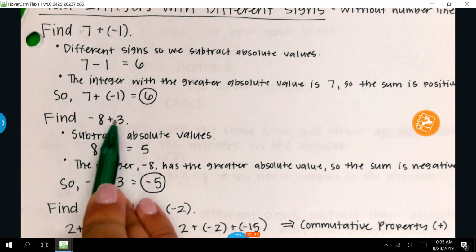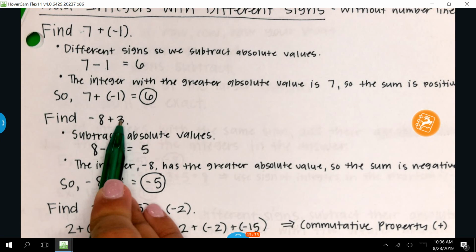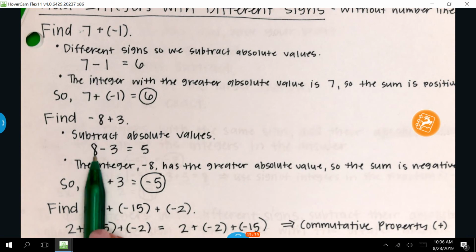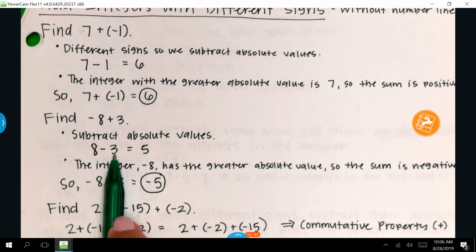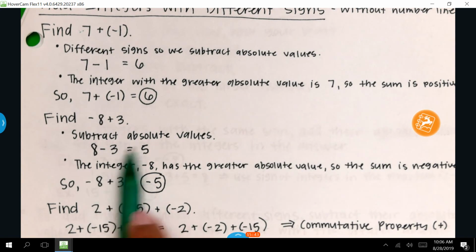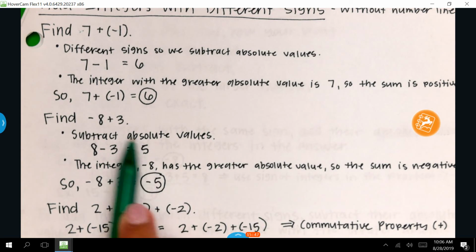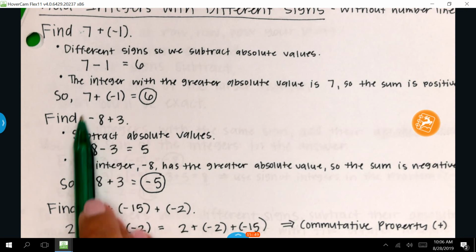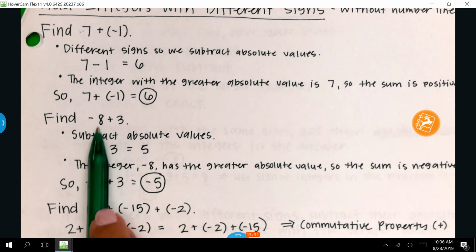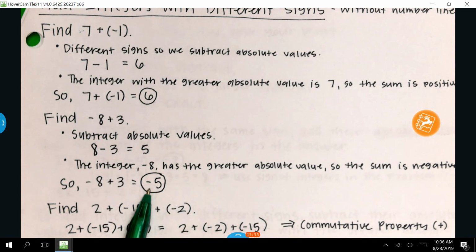Negative 8 plus 3. They're different signs, so I'm going to subtract their absolute values. So the absolute value of 8 is 8. Absolute value of 3 is 3. I'm subtracting them. So I get 5. But now you got to look to see what sign. So which one had the larger absolute value? The 8, the negative 8. Since it's a negative, that means my answer has to be negative. So it's negative 5. Okay.